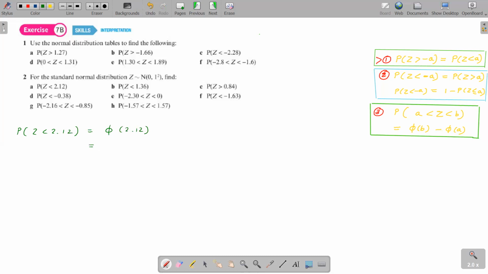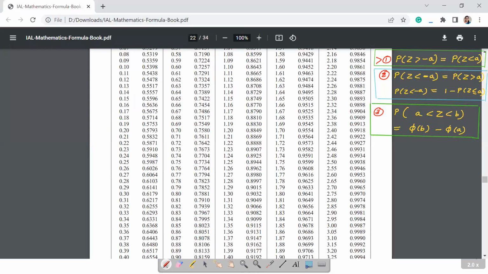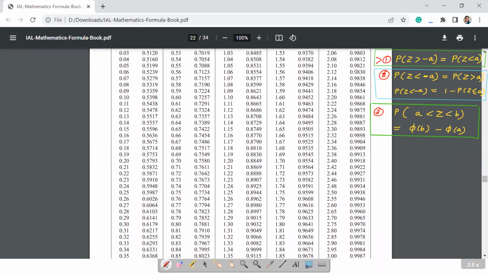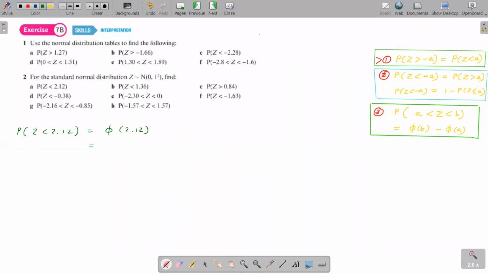I'm not going to draw the graphs now because I think it's pretty obvious. So where do we have 2.12? Yeah, this guy, 2.12. Can you see 0.9830? You guys can see where the curve is moving. 2.12 is 0.9830. So that's the answer for question number 2, part A.